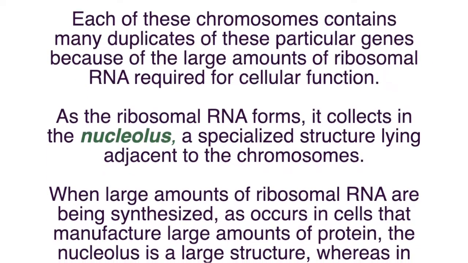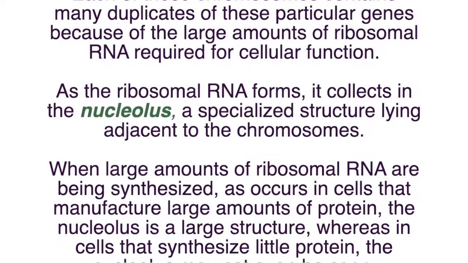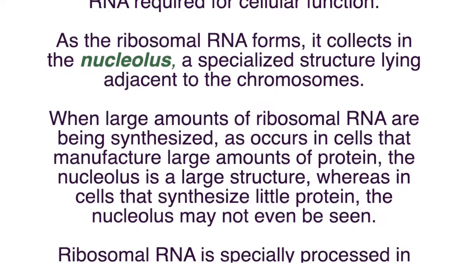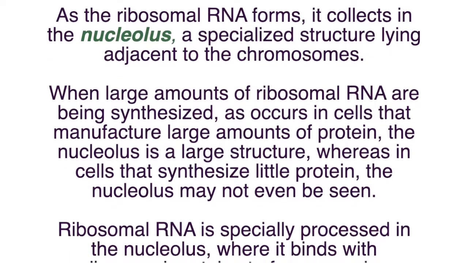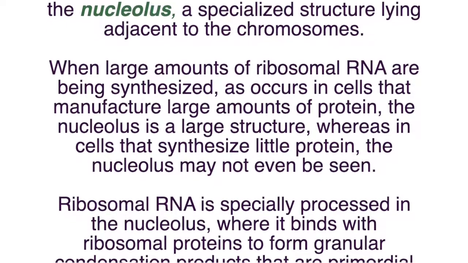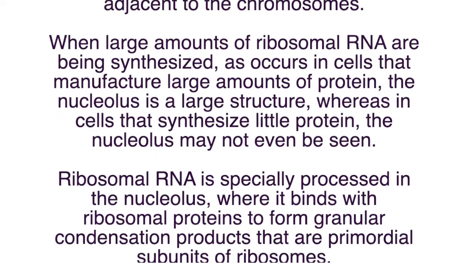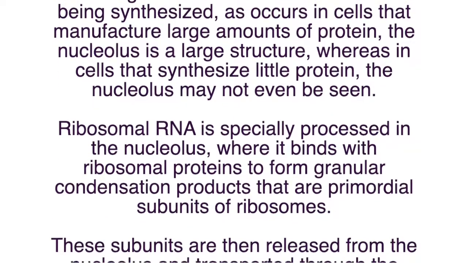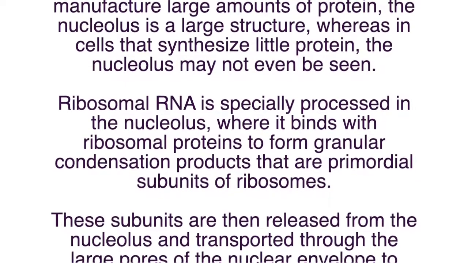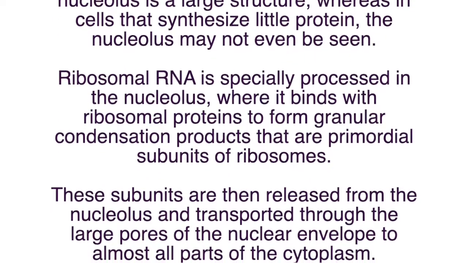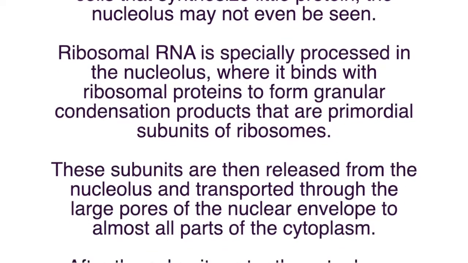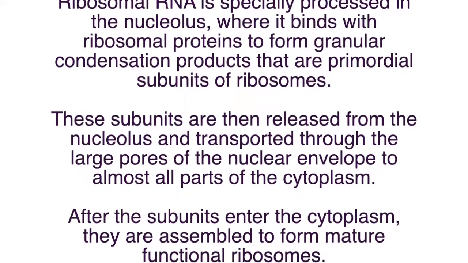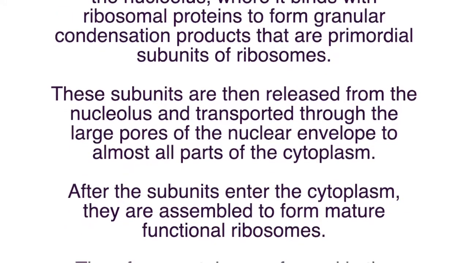When large amounts of ribosomal RNA are being synthesized, as occurs in cells that manufacture large amounts of protein, the nucleolus is a large structure, whereas in cells that synthesize little protein, the nucleolus may not even be seen. Ribosomal RNA is specially processed in the nucleolus, where it binds with ribosomal proteins to form granular condensation products that are primordial subunits of ribosomes.